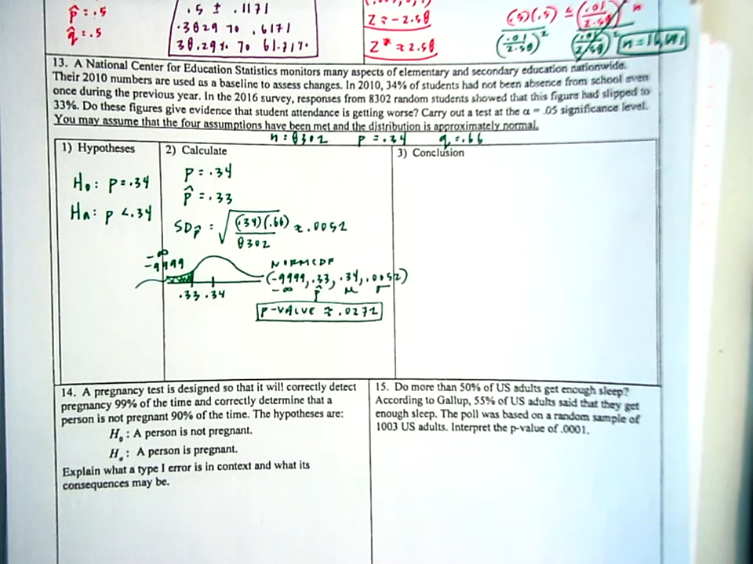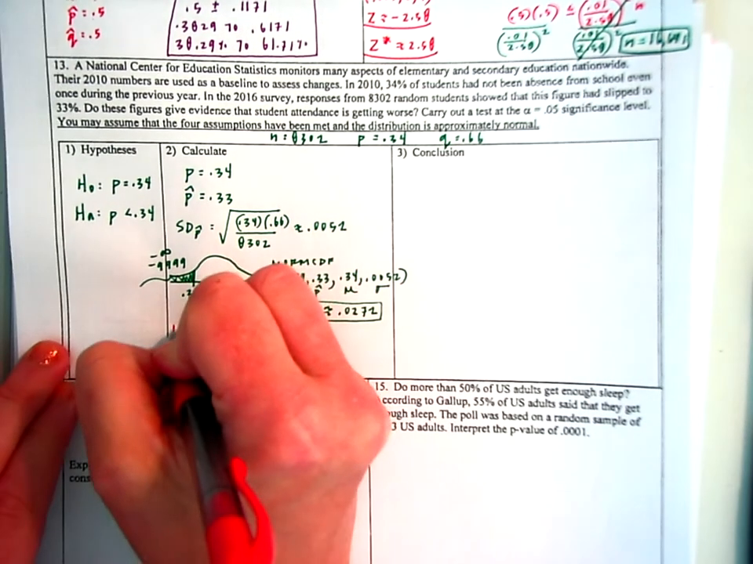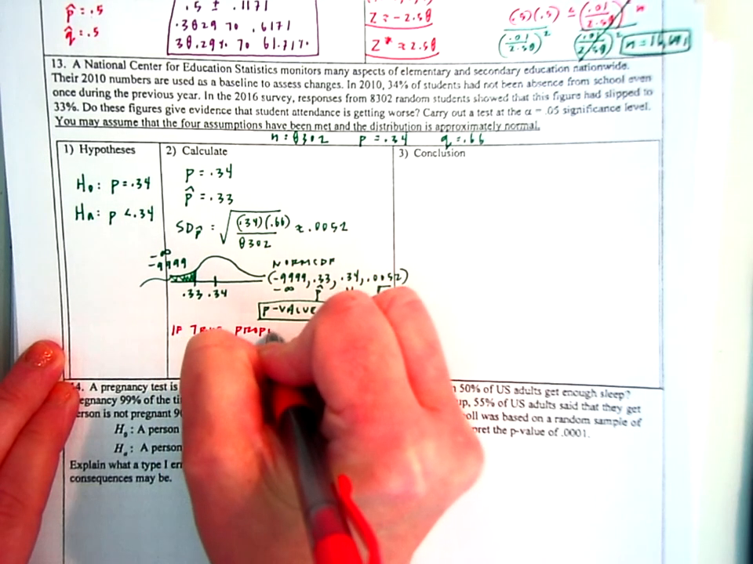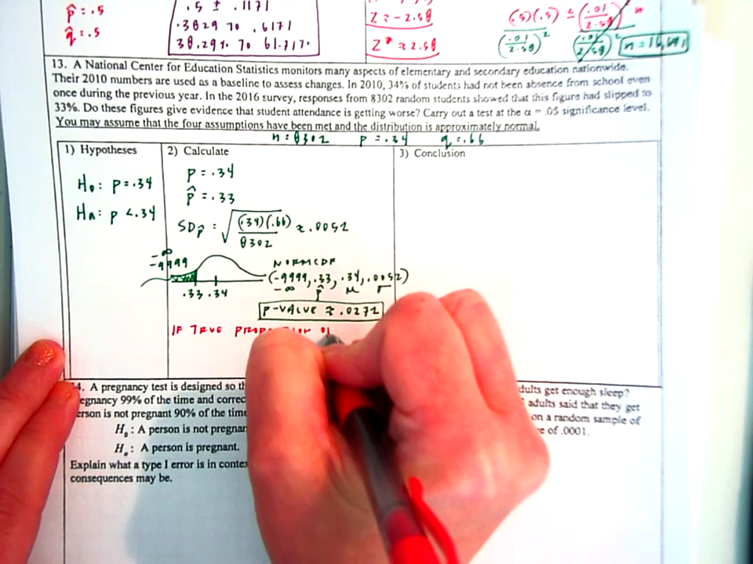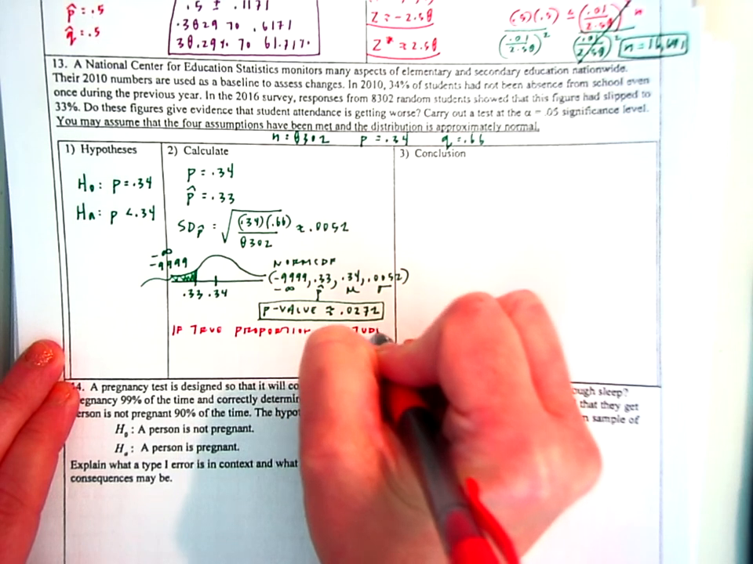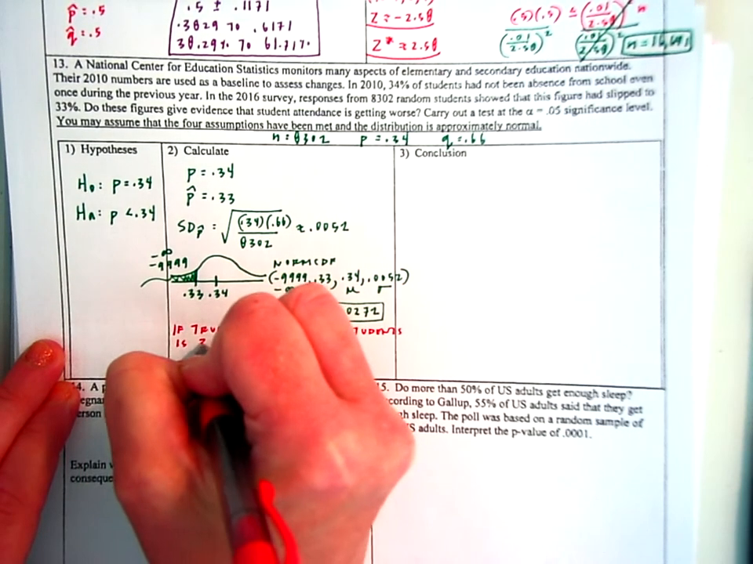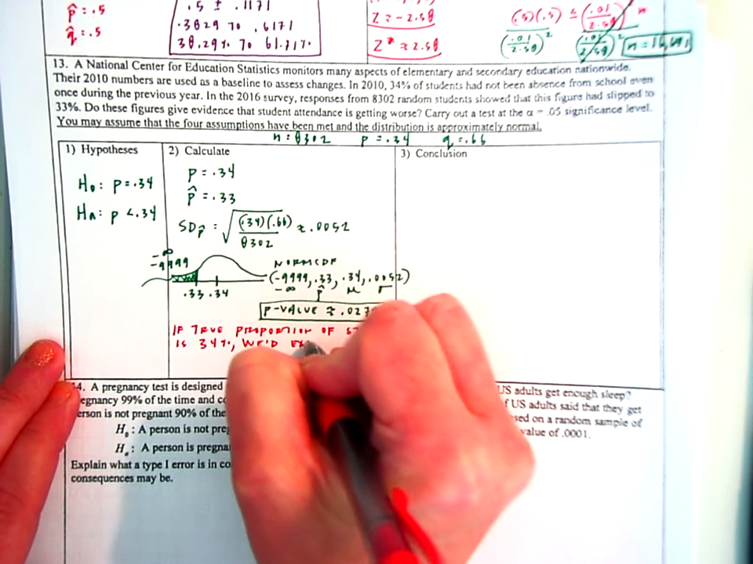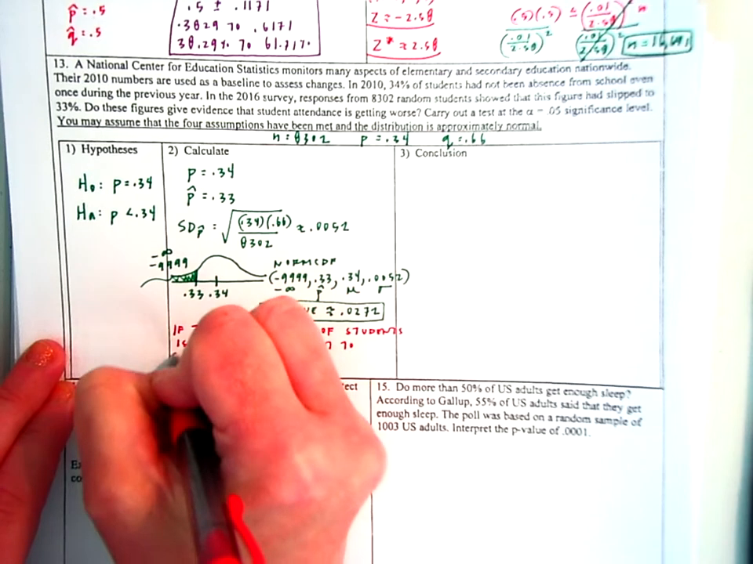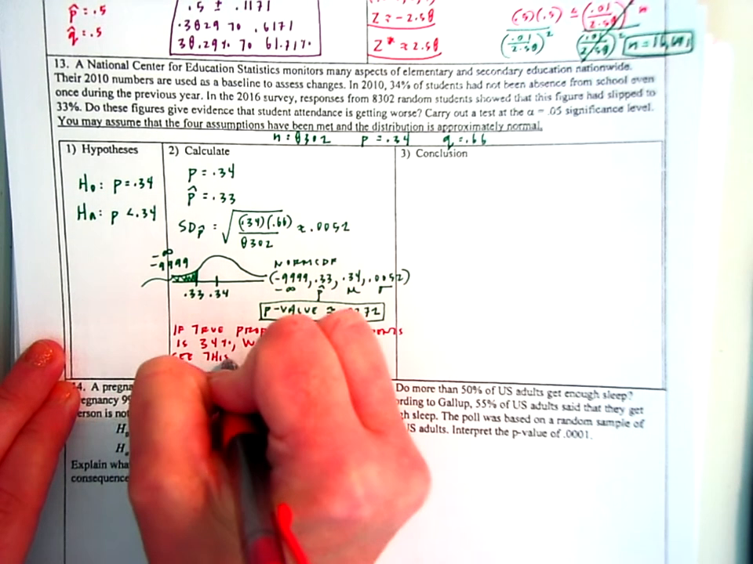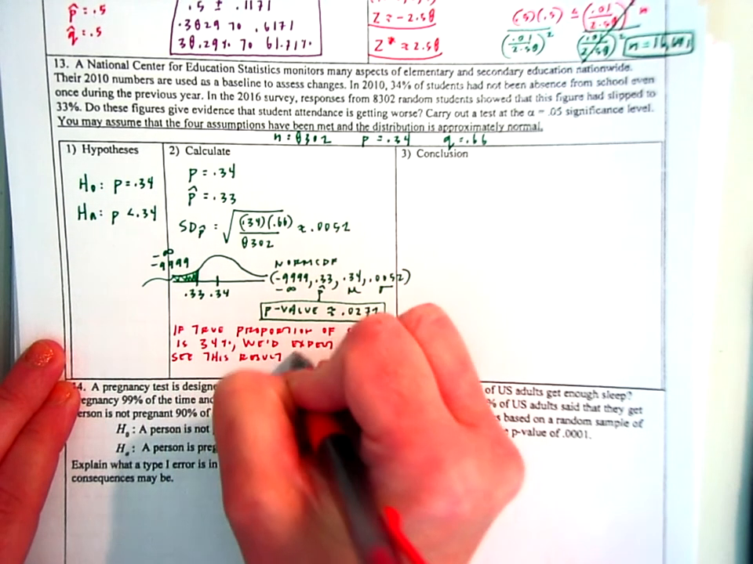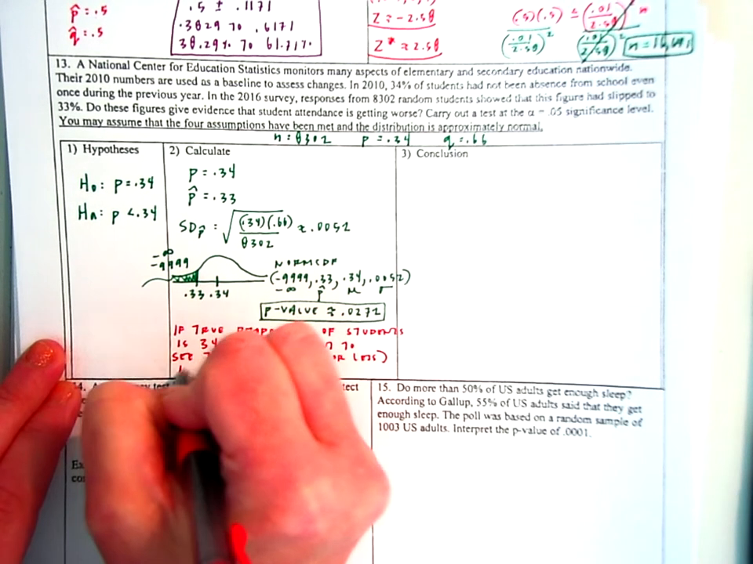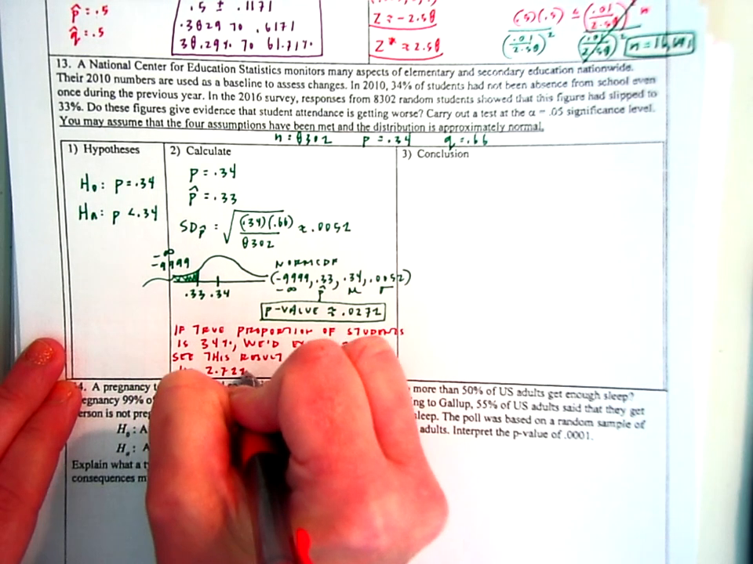So let me write that out for you just to have it in your notes. So if that true parameter, the true proportion of students is 34%, we would expect to see this result, which was 33% or less, in about 2.72% of samples.